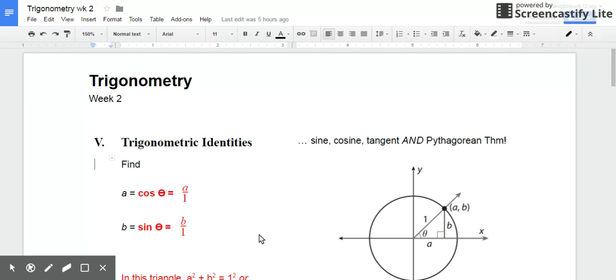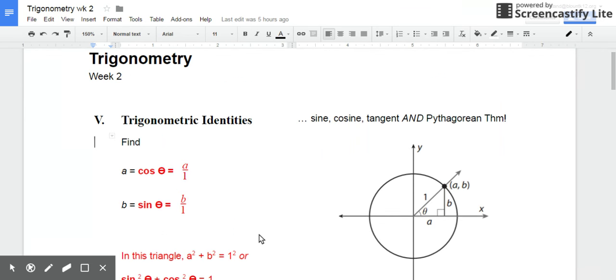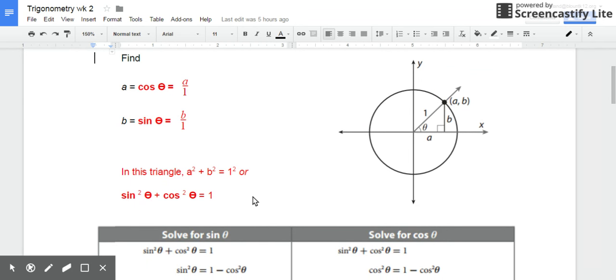So if we have these values, and those sides are the sides of a right triangle, then this triangle is a squared plus b squared equals 1 squared, or 1. And then if we replace a and b with cosine theta and sine theta and then square them, we have this new way of looking at the Pythagorean theorem on the unit circle as sine squared theta plus cosine squared theta equal to 1.